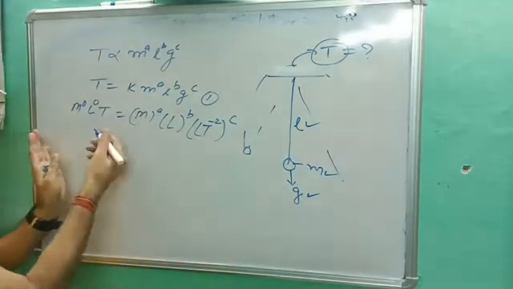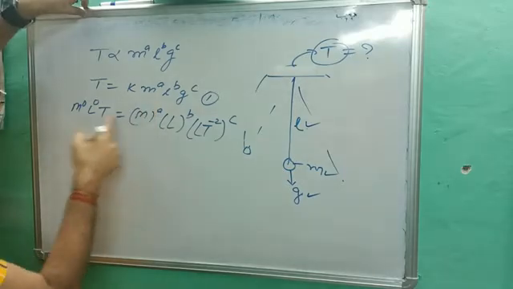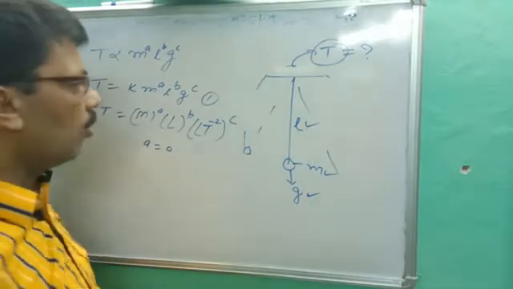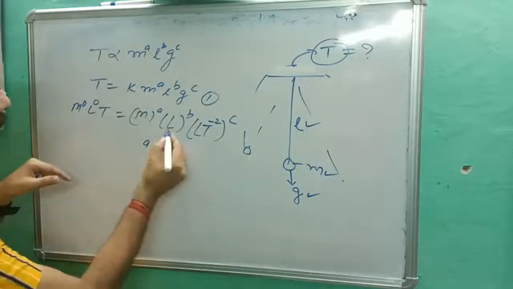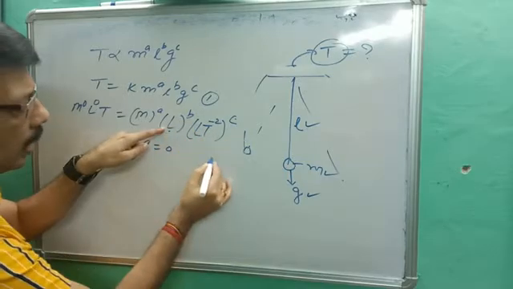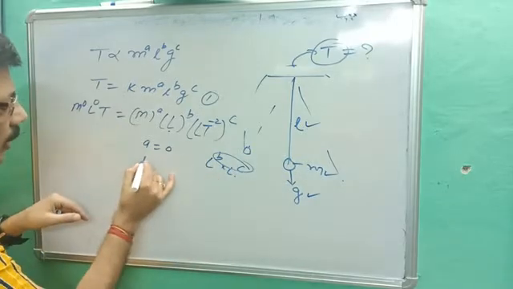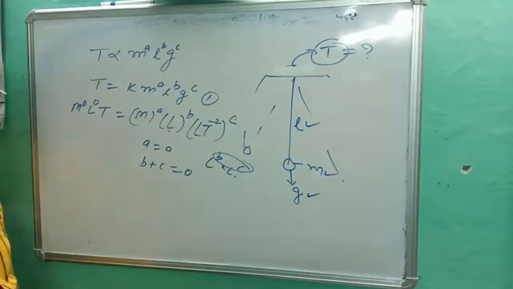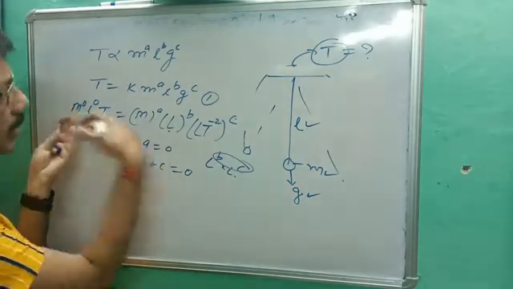Now we compare the powers on the left side and right side. Here M^a, and on the left M^0. So the first equation: a = 0. Keep in mind how we compare. Here L^b and L^c. If the bases are the same, then the powers add up. So we get b + c = 0, since on the left it is L^0. Are we getting it? We are comparing the powers of each base from the left side to the right side.